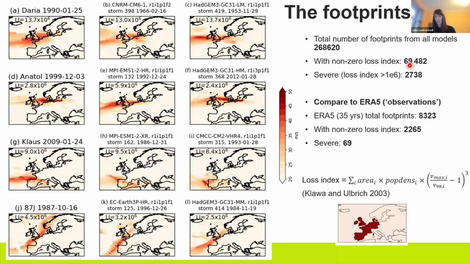So we had about 70,000 footprints which have a non-zero loss index, and about 2,700 of these would be classed as severe. Comparing that to our ERA5 data set, which covered only 35 years, we've only got 69 severe events. So we've increased the number to calculate statistics on quite significantly.